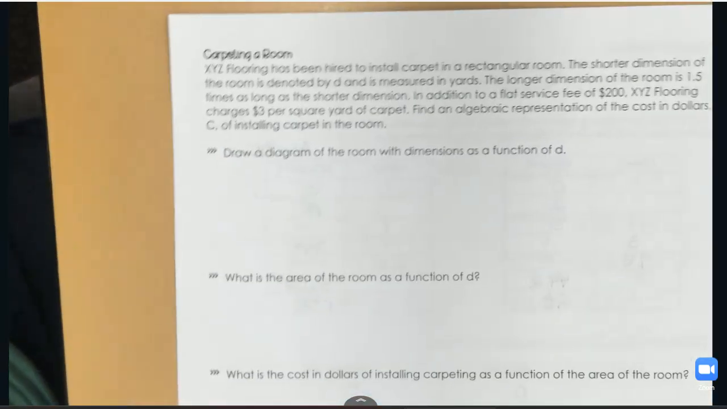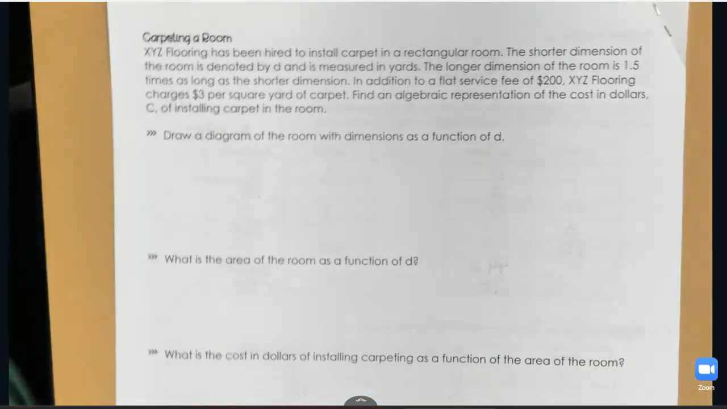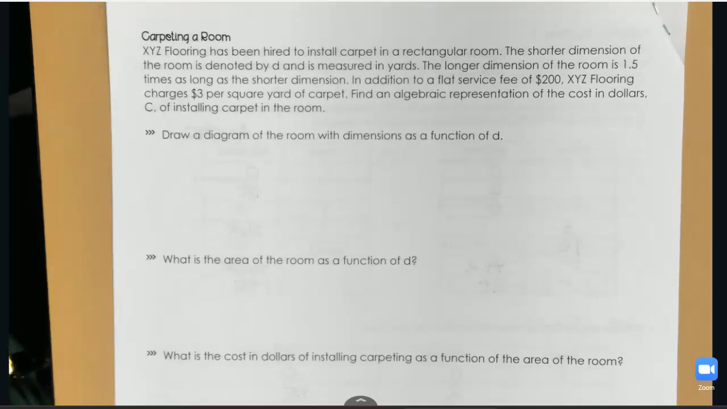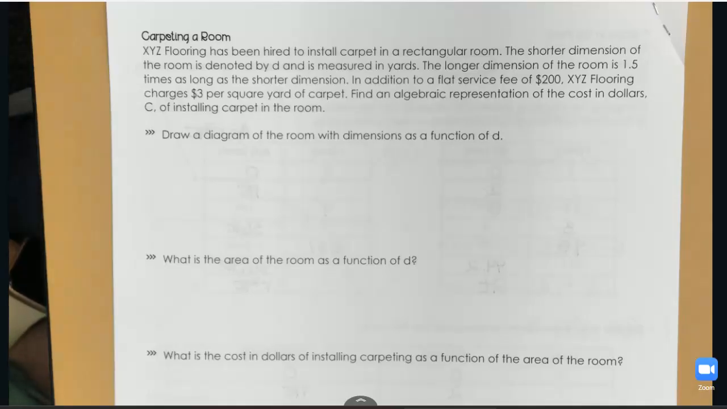Okay, one last example. We are going to be carpeting a room. XYZ Flooring has been hired to install carpet in a rectangular room. The shorter dimension of the room is denoted by D and is measured in yards. The longer dimension of the room is 1.5 times as long as the shorter dimension. In addition to a flat service fee of $200, XYZ Flooring charges $3 per square yard of carpeting. Find an algebraic expression of the cost in dollars C of installing carpet in the room.